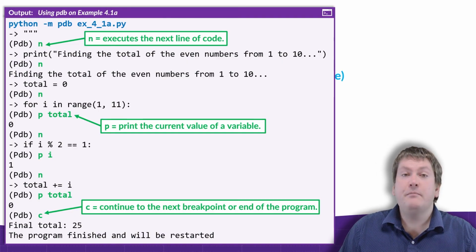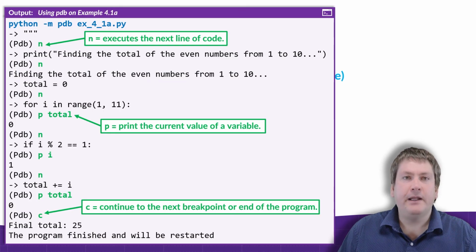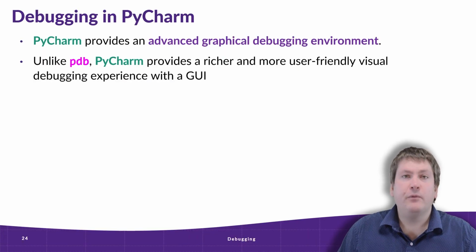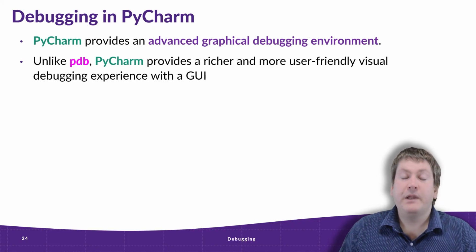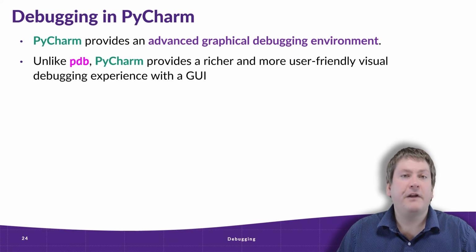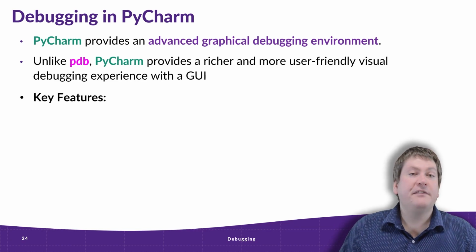As I mentioned, there is a much easier to use and more powerful alternative to PDB, and that is debugging with PyCharm. And this is more what we expect you to use in this course. So PyCharm is a fully featured integrated development environment, and part of that is a debugging environment. Unlike PDB, PyCharm provides a richer and more user-friendly visual debugging experience with a complete graphical user interface. And this provides a few key features that will be important to us.